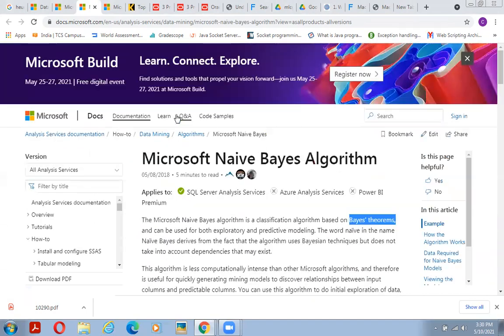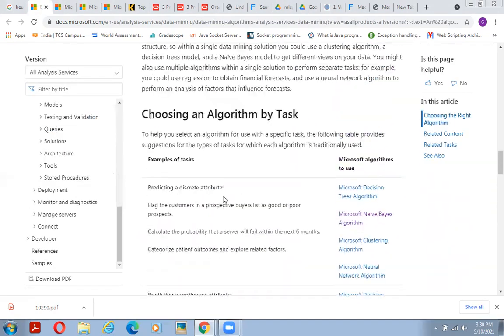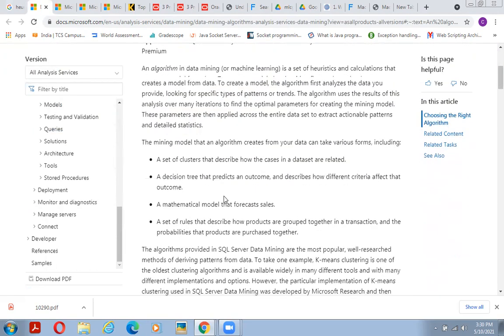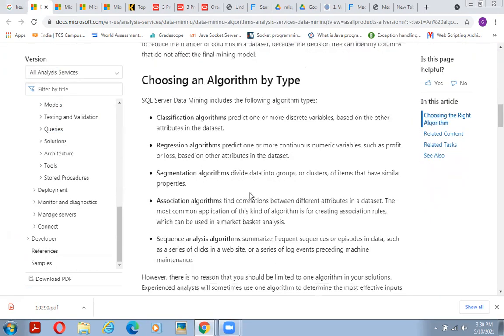So in my view, the takeaway is this part, choosing an algorithm by type. How can we choose an algorithm? There are different types of algorithms: classification algorithms, regression algorithms, segmentation algorithms, association algorithms and sequence analysis algorithms. We will understand how to choose an algorithm for our objectives. I hope you will understand these things. We will get a better understanding in further lectures as well.